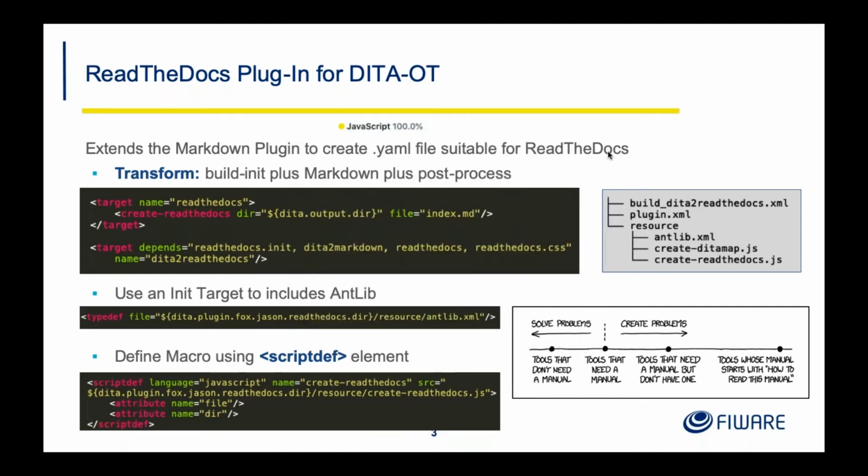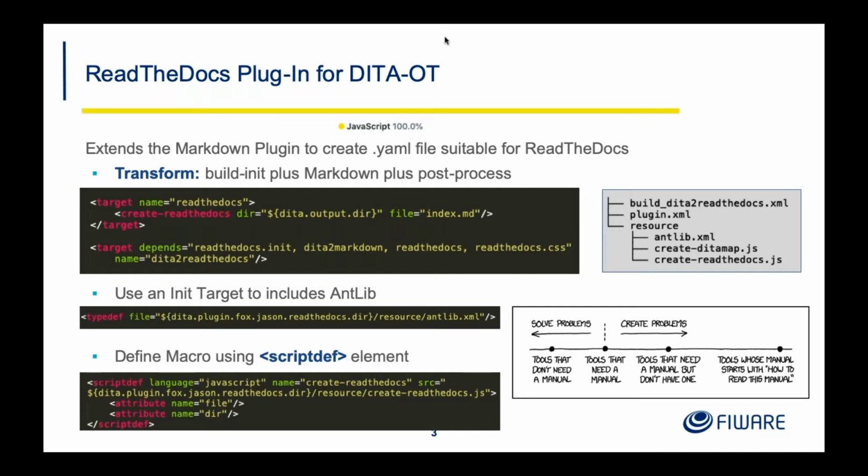So what we need to do here is to take a standard existing transform and extend it. If you look at the stuff on screen, I'm doing a bit of initialization, following the same sort of standards as all the other plugins. Then I'm running standard DITA to Markdown. Then I add in things like adding in the CSS and things like that.